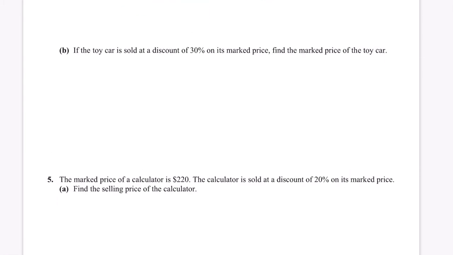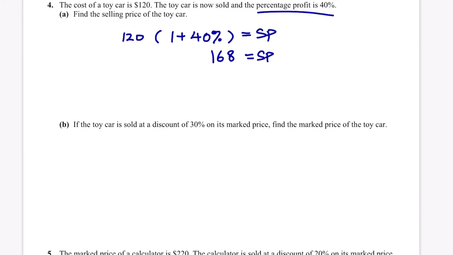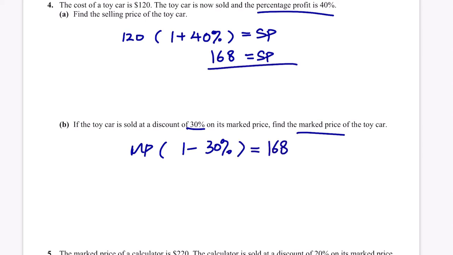Continued. If the toy car is sold at the discount of 30%, so you have to find market price. Market price 1 minus the discount percentage equals to the selling price, and the selling price was 168. So can you also do that? 0.7. So you should be able to get market price as 240.